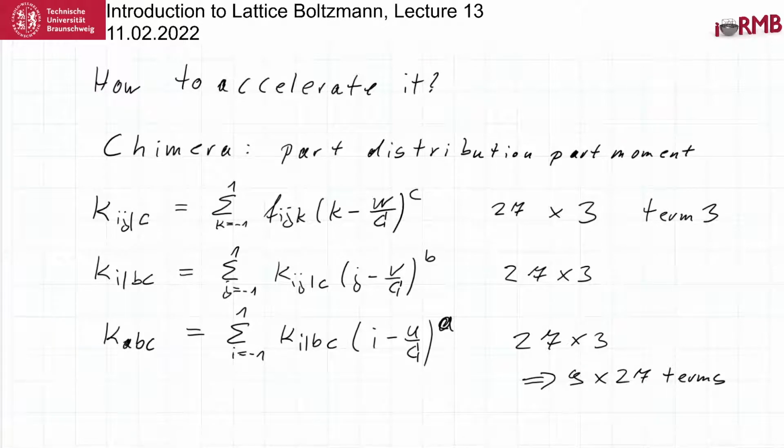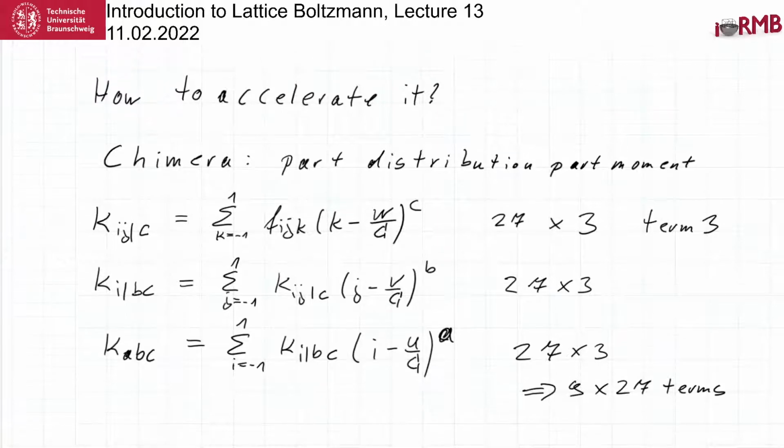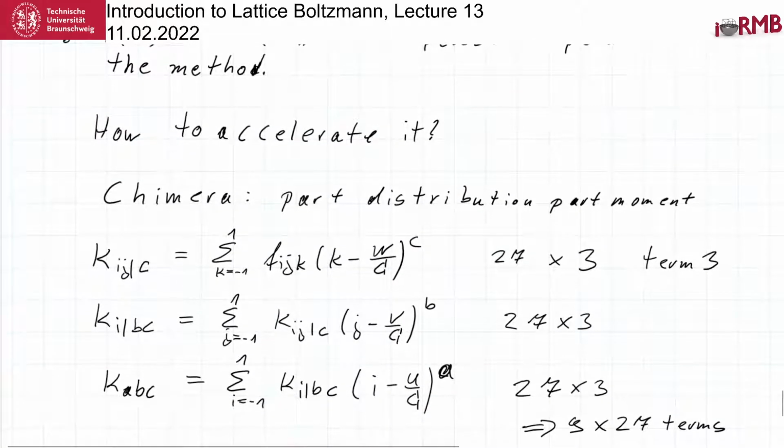So this is 9 times 27 terms in the sum, whereas the naive transformation, so this is the split up transformation, has 9 times 27, while the naive transformation has 27 times 27. When we tried to publish this, we were told that this is too trivial to be published. However, you really have to understand that this is the reason why the cumulant method works.